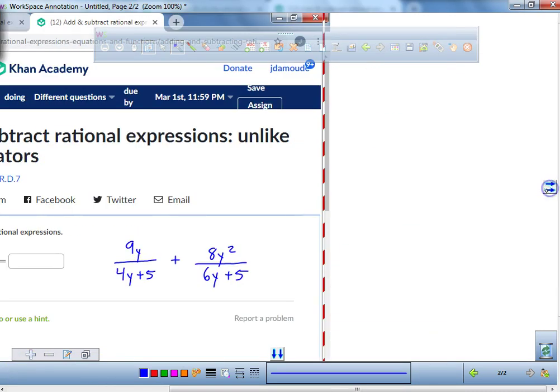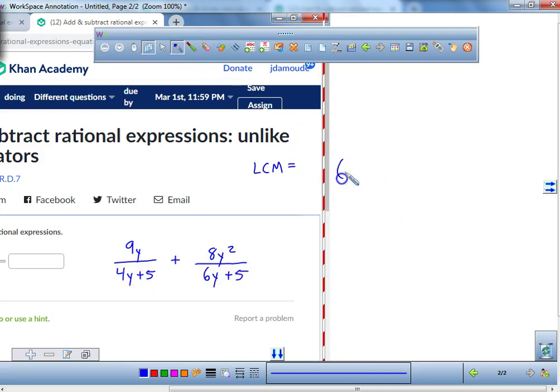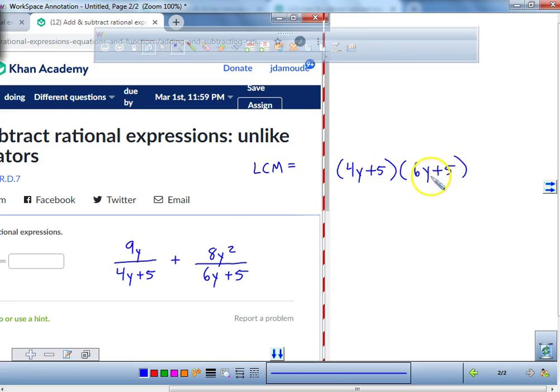And we have 6y plus 5. Alright, so when we're doing this problem, we have to look for what's called the least common multiple in the denominator, the LCM. And the least common multiple ends up being the product of both of those together. So the least common multiple is going to be 4y plus 5 times 6y plus 5. That's going to be our least common multiple. So all we have to do on both sides is multiply by the one that it needs.